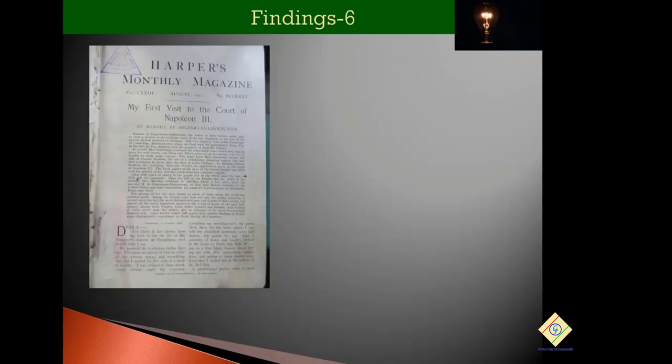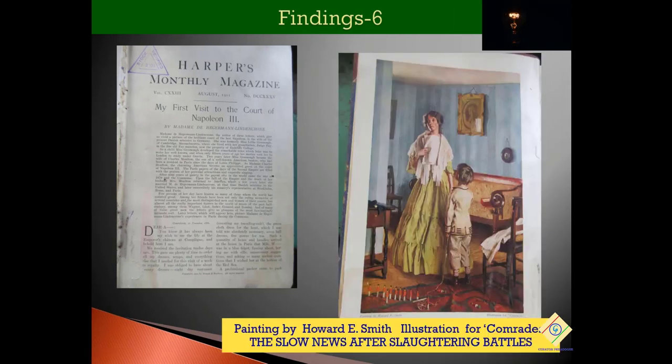Now, there's a Harper's magazine. This is a monthly magazine. What is unique about this magazine is that you didn't have color photos. So if there is a story, people used to draw or illustrate it. And in this story, the title of the story is Comrades. And you see the description is given below.